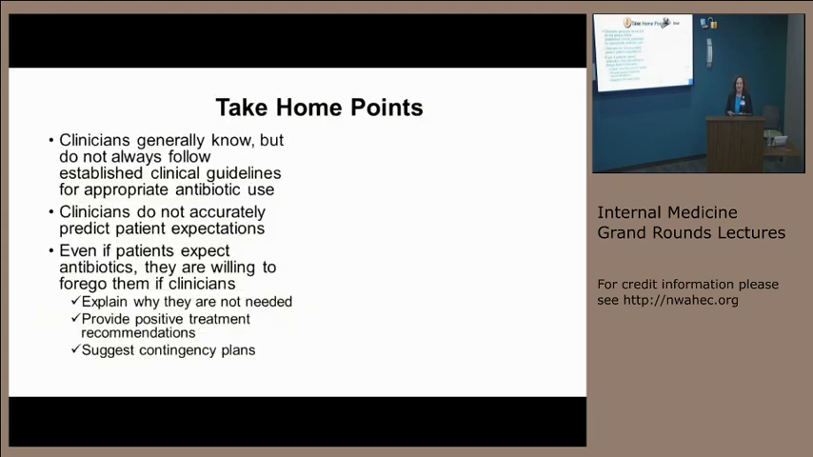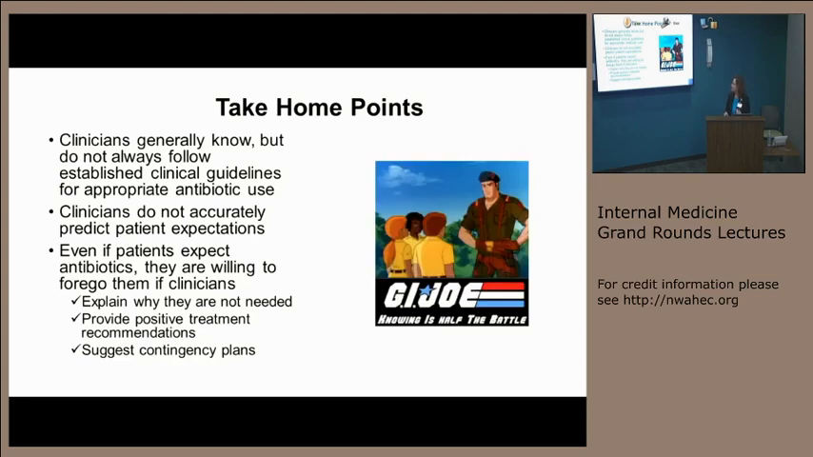All right, so take-home points. Clinicians generally know, but don't always follow established guidelines for appropriate antibiotic use. We don't accurately predict what patients want, and even if patients expect antibiotics, they are willing to forego them if we explain why they're not needed, give them some positive treatment recommendations, and suggest contingency plans.